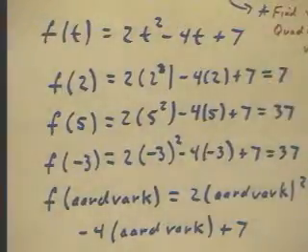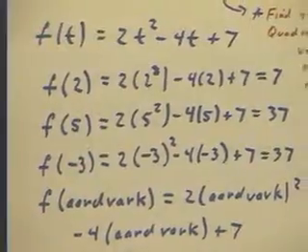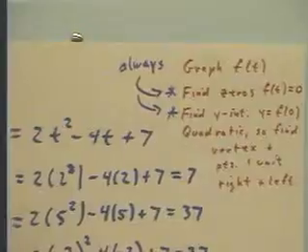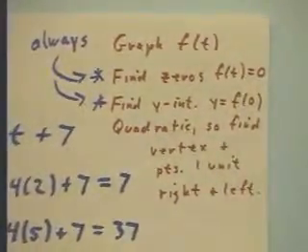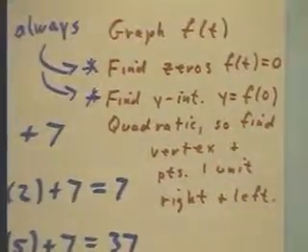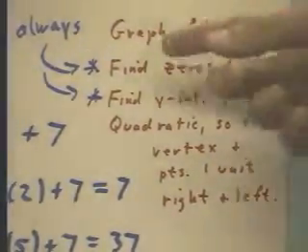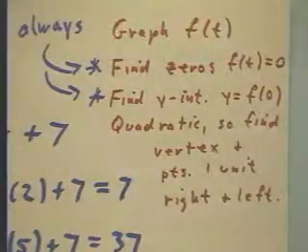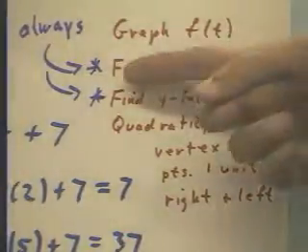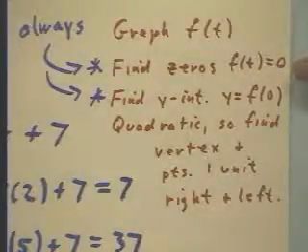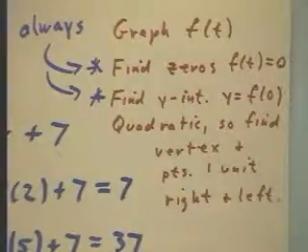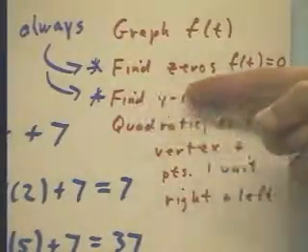Function notation is very important. We can talk about functions in ways that we could not otherwise talk about them. At least, we can talk about them much more efficiently. We could say that when we want to graph a function f of t, one thing that we always want to do is find its zeros if possible. We want to find where the function is 0, because that tells us where the graph of the function is going to go through the t-axis. We're always going to want to find the y-intercept.